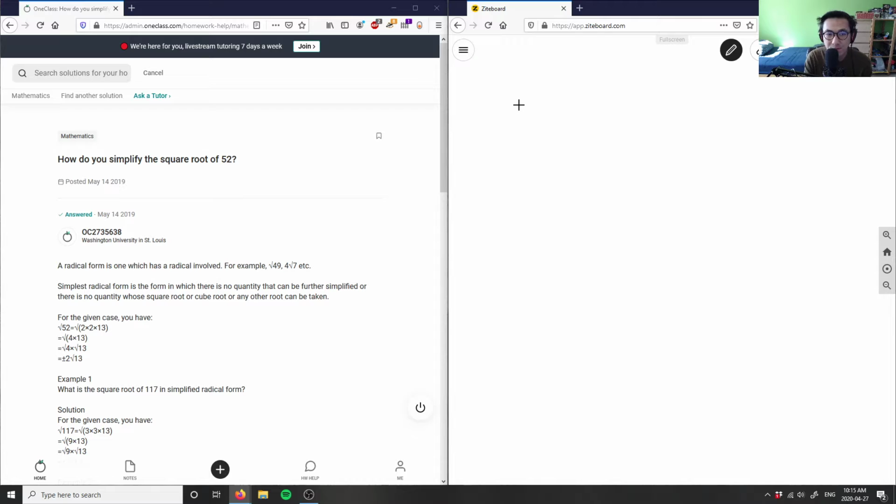It says, how do you simplify square root of 52? So I'm simplifying the square root of 52. And again, just like question 2, we're going to break this down into its prime factors. 52 is an even number, so I'm going to divide by 2 first. So I have root 2, and then what's 52 divided by 2? It would be 26, right?